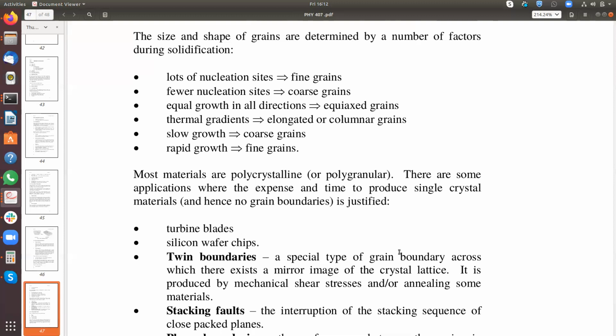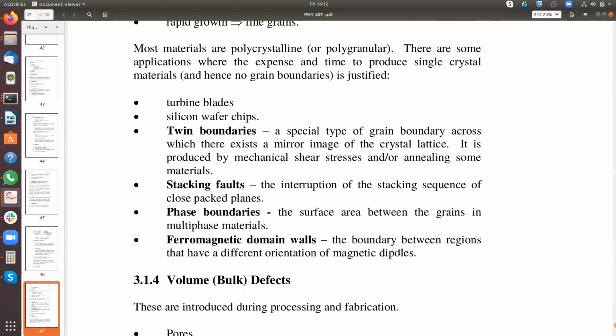We have stacking fault, which is an interruption of the stacking sequence of close-packed planes. Phase boundaries are the surface area between the grains in a multi-phase material. Then we have ferromagnetic domain wall, the boundary between regions that have a different orientation of magnetic dipole.